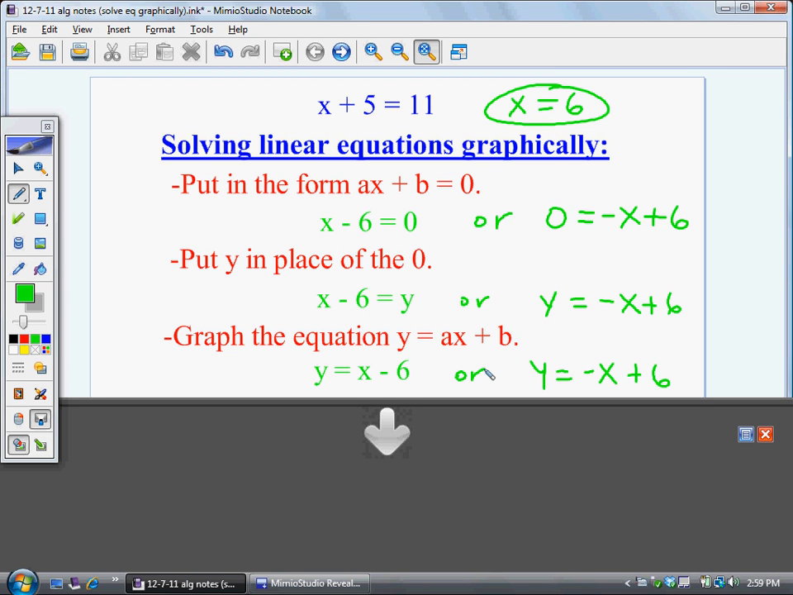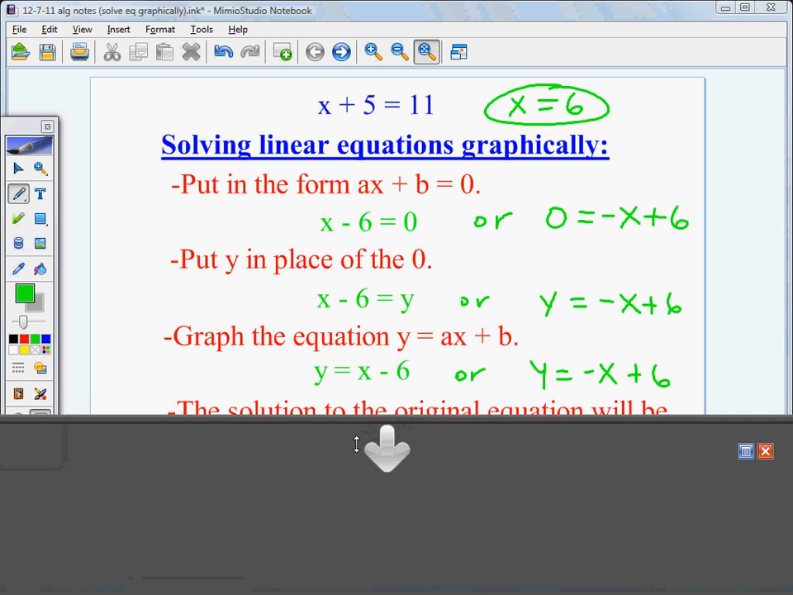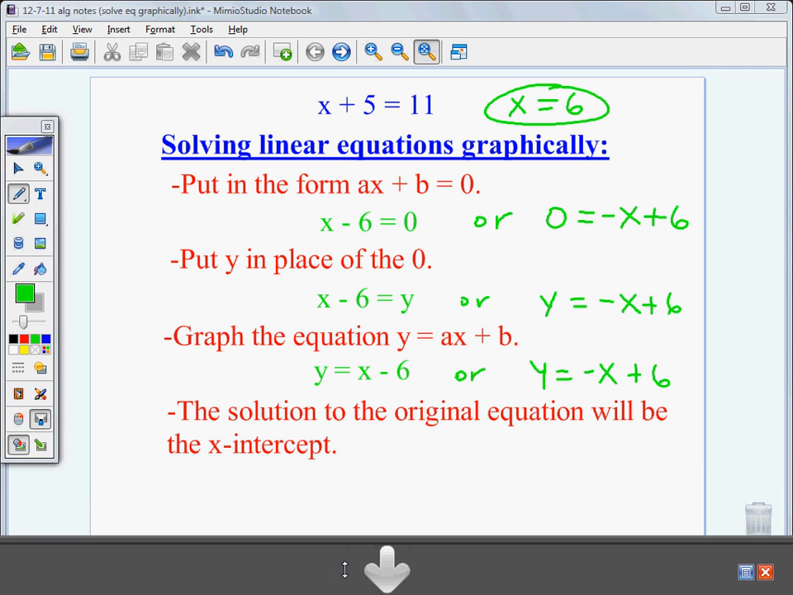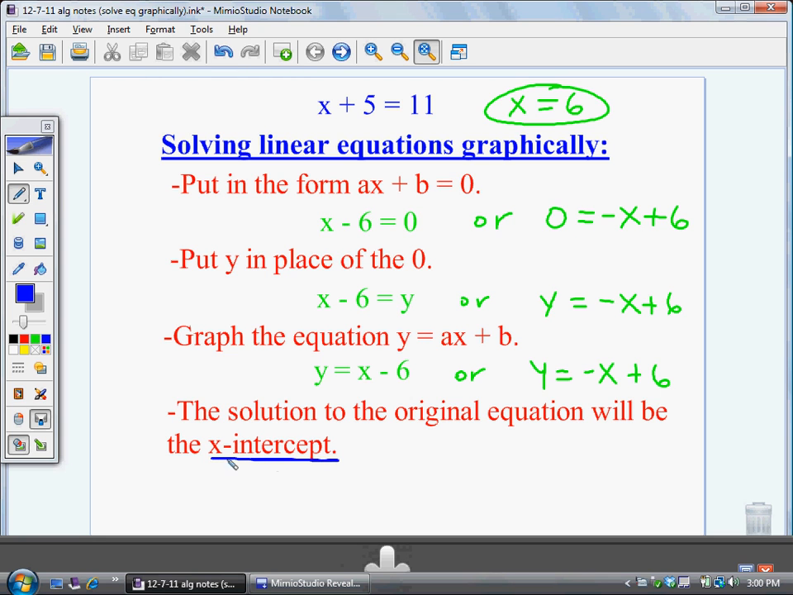And if you were to graph that, the first one you'd have a y-intercept of negative 6 and a slope of 1. Your line would be going up. On the second one you'd have a y-intercept of 6, a slope of negative 1. Your line would be going down. The solution to the original equation is just the x-intercept. That's what the solution is. So there's always the x-intercept.